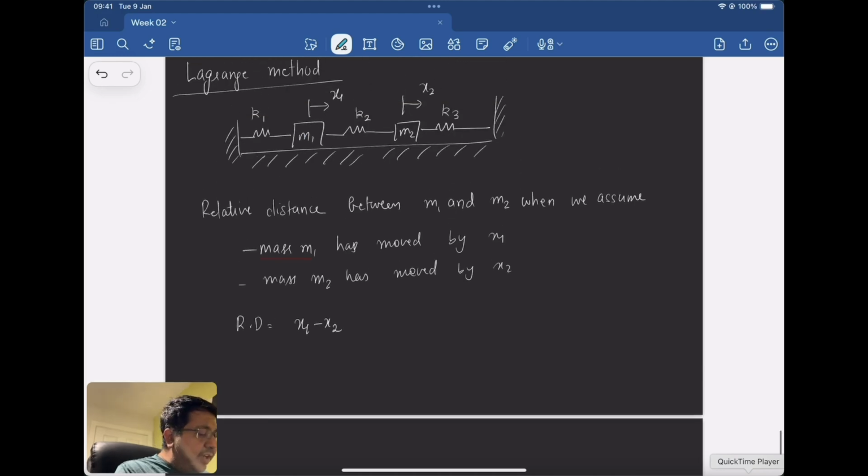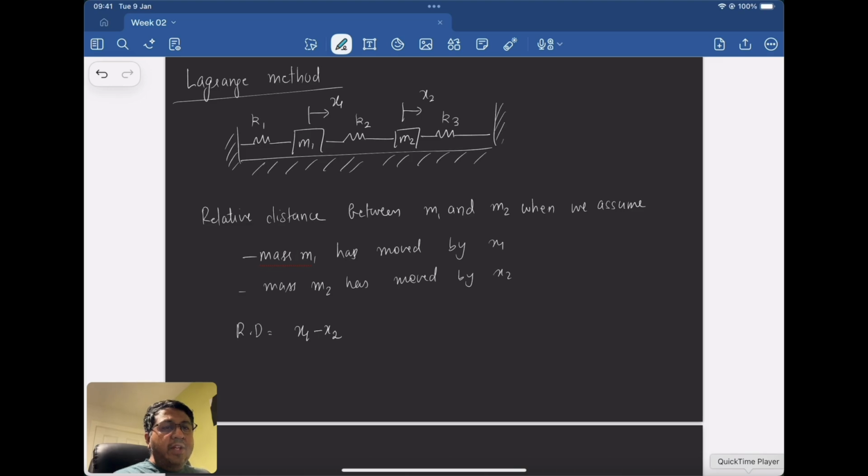If that is the relative distance between them, then that is the compression or extension of the spring K2. We are not worried about the direction, whether it's compressed or extended. If x1 is larger and x2 is smaller, the spring is going to get compressed. If x1 is smaller than x2, the spring is going to get elongated. It doesn't matter; x1 minus x2 gives us the relative distance between the two objects, which is the amount of extension or compression in the spring. We are not going to bother whether it's extension or compression, because we are writing the energy.